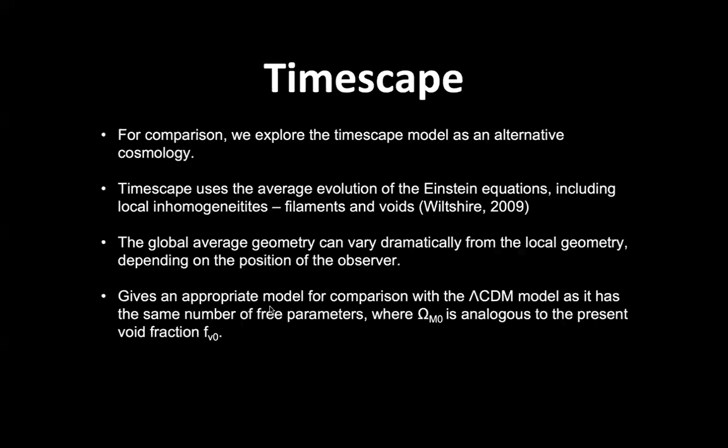So the timescape model, well, first of all, it's very convenient to use. It has the same number of free parameters as lambda CDM. Where lambda CDM can be parameterized by your matter density, your Ω_m0, timescape can be parameterized by your void fraction, f_v0. Timescape is based on the average evolution of the Einstein equations. So you have these backreaction terms, which account for local inhomogeneities, so the effect of filaments and voids and structure in the universe. And this means that the global average geometry can vary dramatically from your local geometry. So depending on your position as an observer, your calibration of clocks and rulers will change.